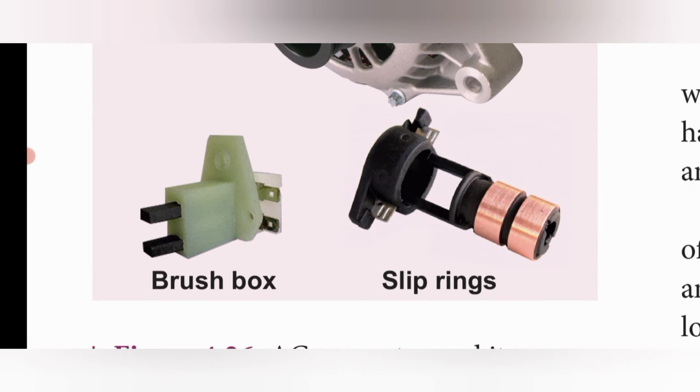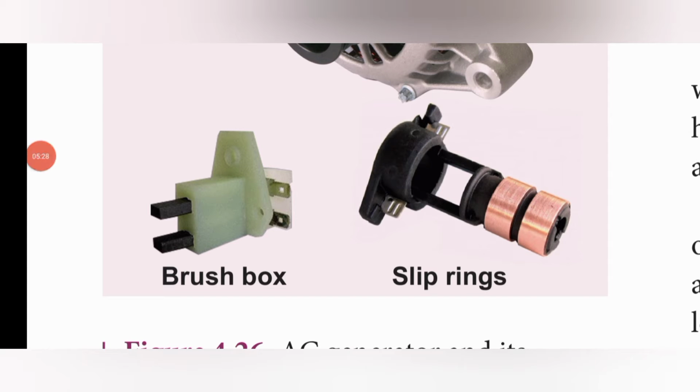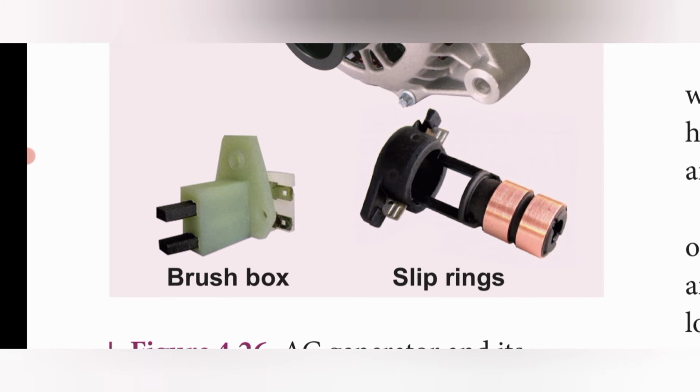The first one is the brushes, and also the slip rings are used. So here the two slip rings are there. They can be fixed at the rotor. The rotor contains the magnetic field. That is, the magnetic poles are magnetized by the DC source here. So the ends of the field windings are connected to the pair of slip rings here. The slip rings are attached to a common shaft, which rotates the rotor. So they also rotate along with the rotor. The slip rings rotate along the rotor, right?